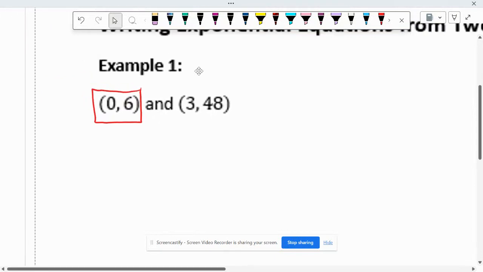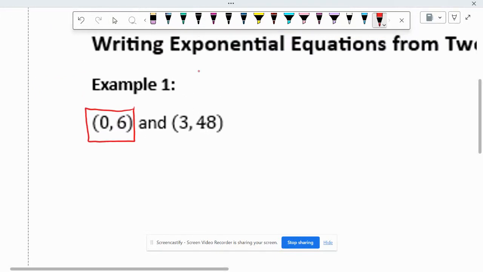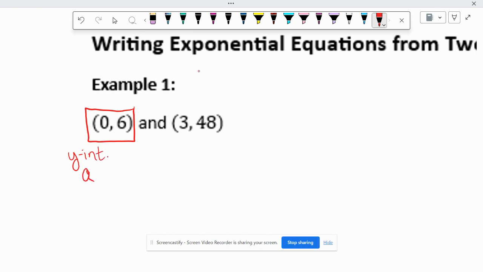This is our y-intercept. So I'm going to write that down. This is our y-intercept, which also means that A equals 6, because we're writing an equation that models this: y equals a, parenthesis, b to the power of x. So we already know that A is 6.